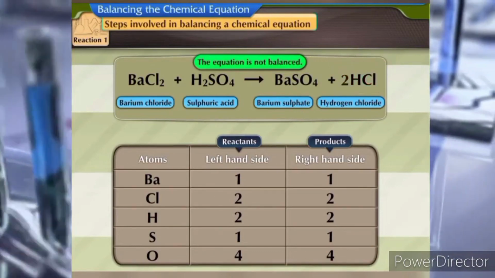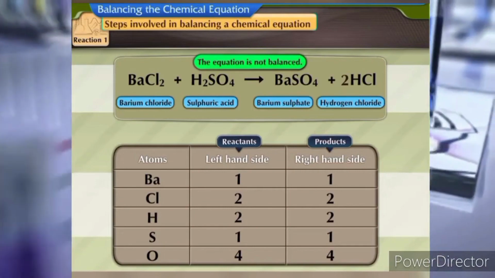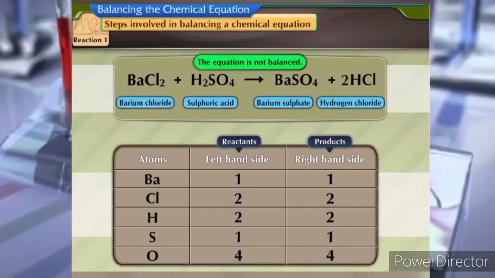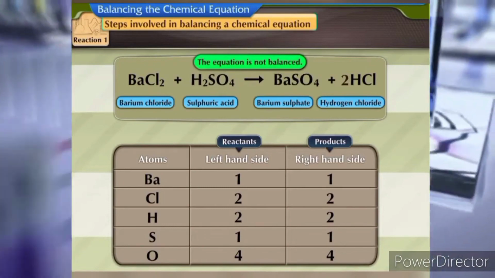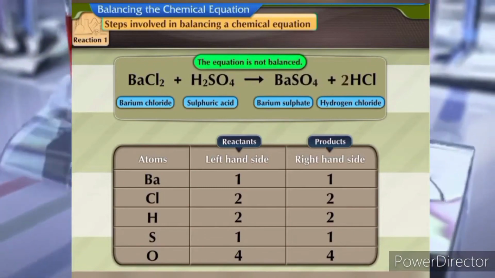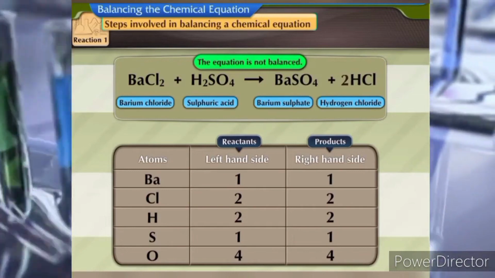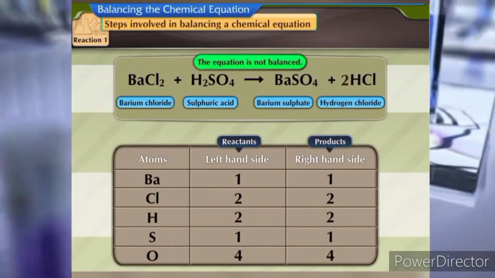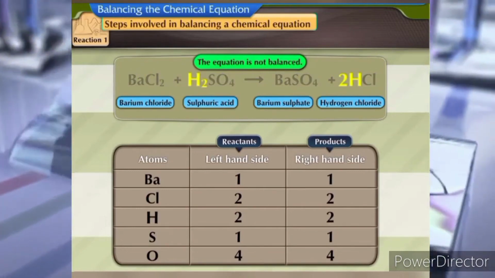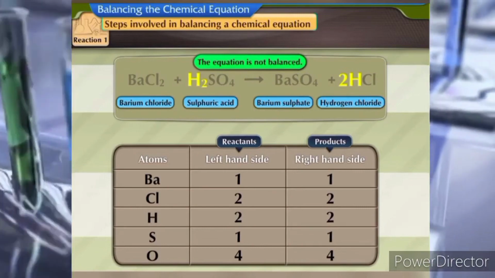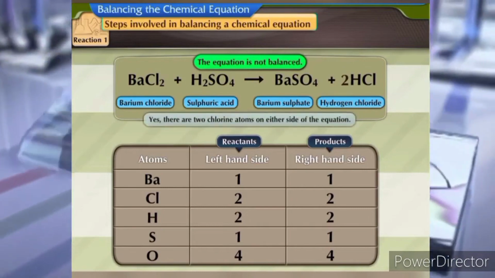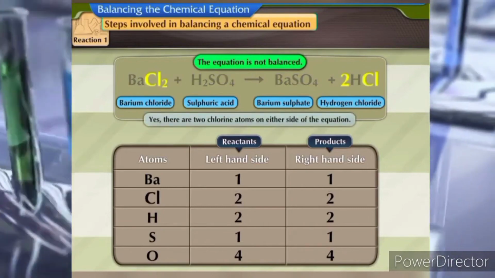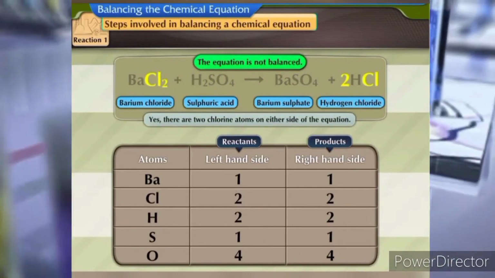The equation can now be represented as BaCl2 plus H2SO4 gives BaSO4 plus 2HCl. Enter this value in the table. There are 2 hydrogen atoms on either side of the equation. Are the chlorine atoms also balanced? Yes, there are 2 chlorine atoms on either side of the equation.